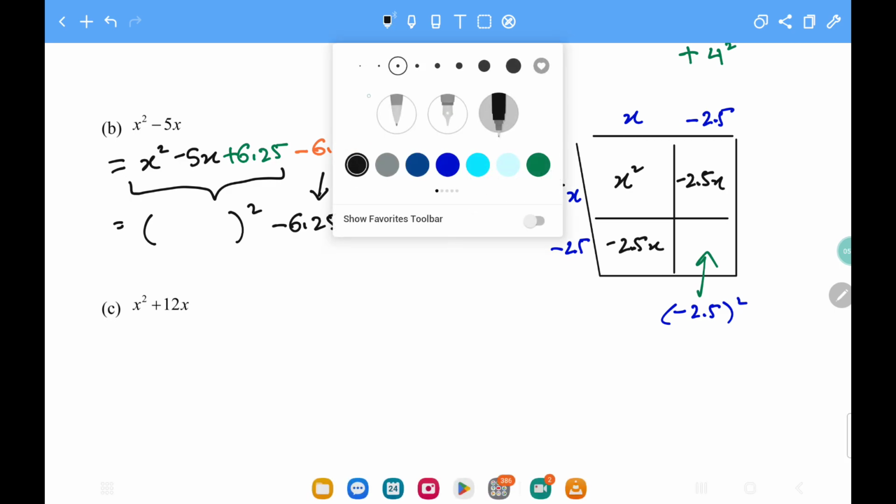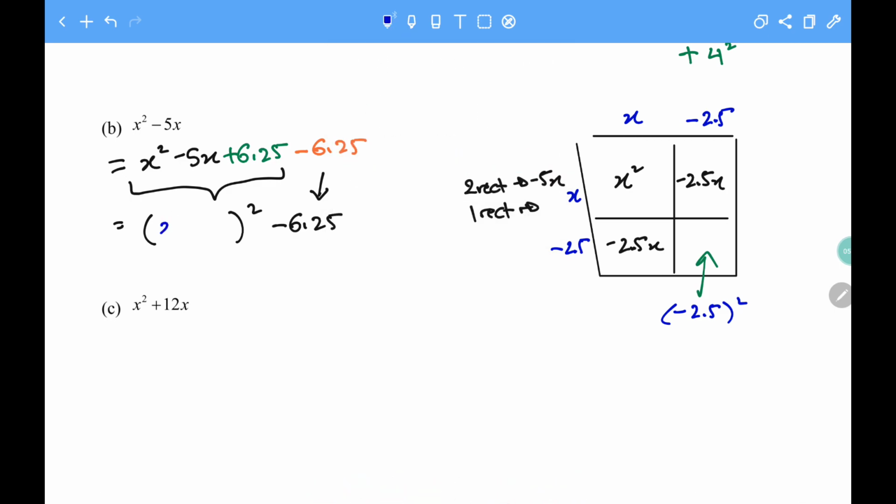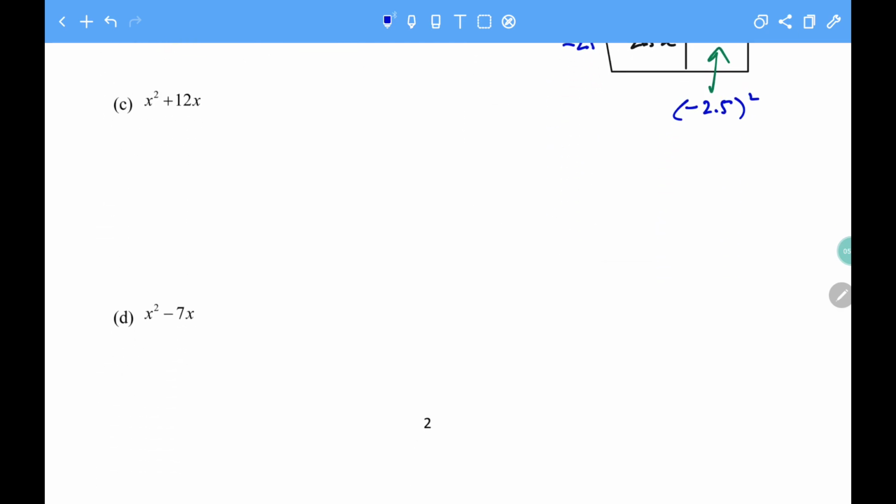And what is the perfect square? x, let's take a look, there's a minus sign here, so it's minus 2.5. There you go, that's the final answer. Can I get you to attempt C and D on your own before we move on to the next question?